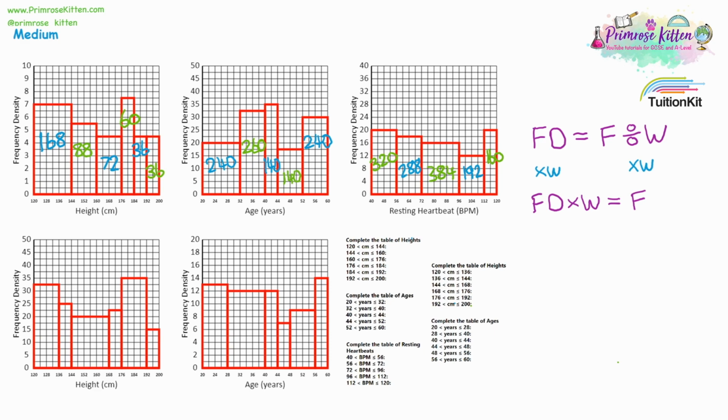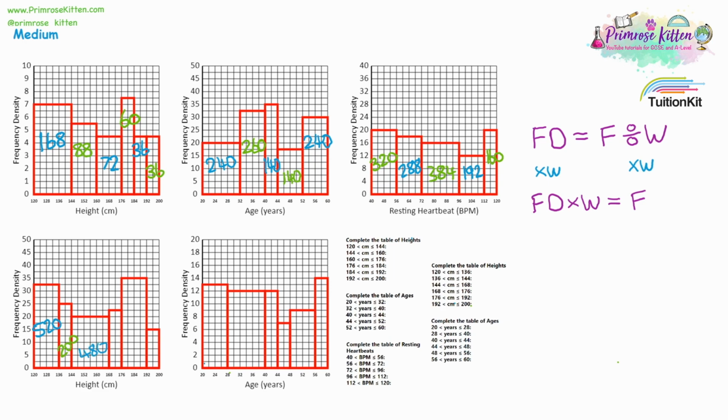Now for question 4, we're looking at heights again. The first bar is between 120 and 136. We've got a width of 16. Multiply it by the height, 32.5, and we are getting 520 people. For the second bar, it has a width of 8. It has a height of 25. That's 200 people altogether. Third bar, 144 to 168, is a width of 24. It has a height of 20, so 24 times 20 is going to give us 480.